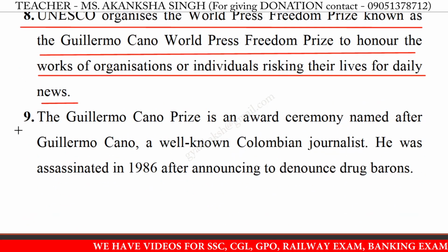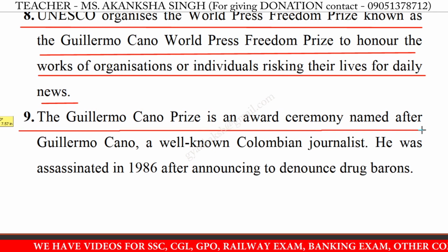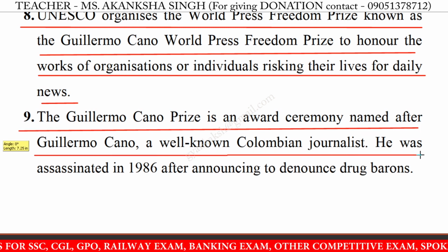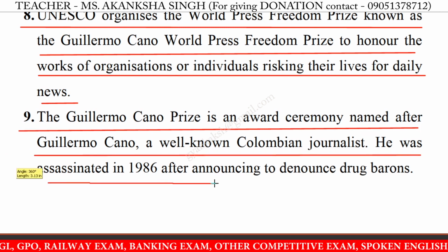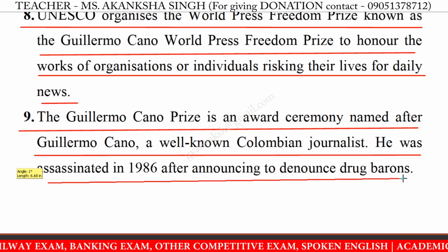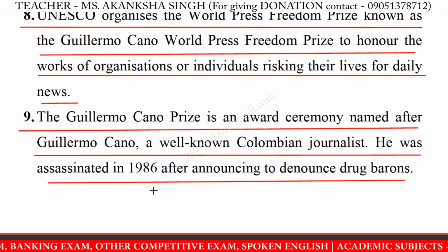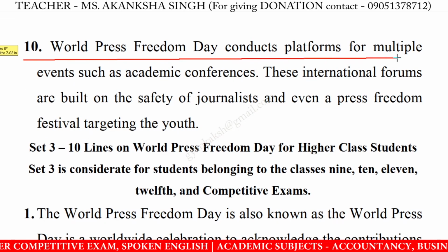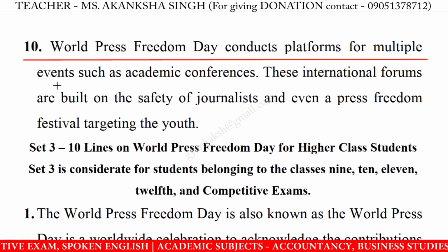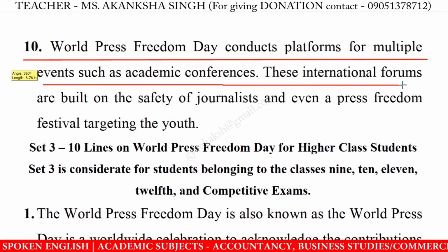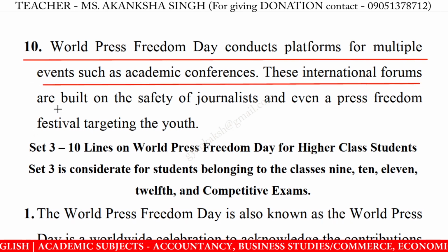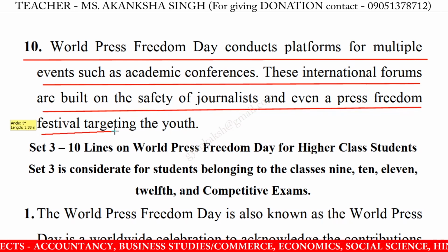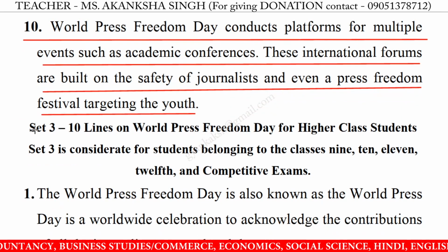Number 9. The Guillermo Cano Prize is an award ceremony named after Guillermo Cano, a well-known Colombian journalist. He was assassinated in 1986 after announcing to denounce drug barons. Number 10. World Press Freedom Day conducts platforms for multiple events such as academic conferences. These international forums are built on the safety of journalists and even a press freedom festival targeting the youth.